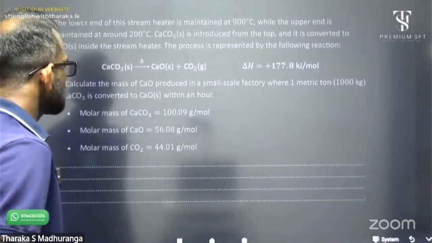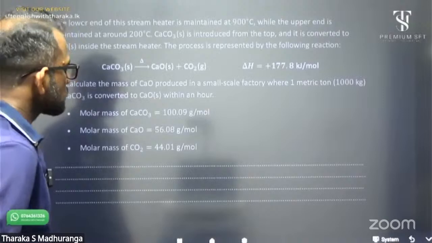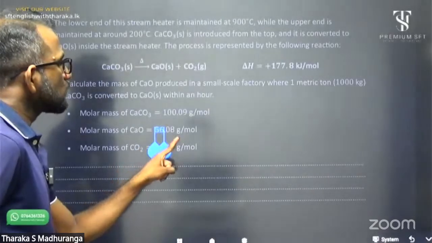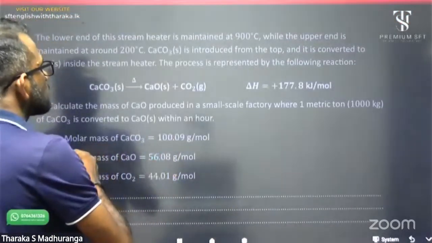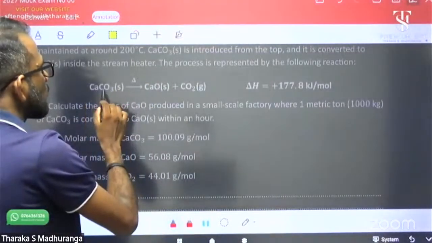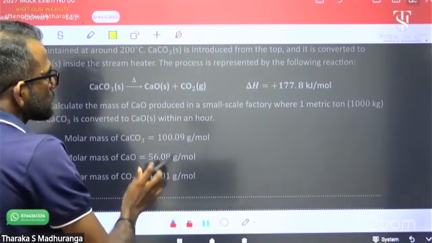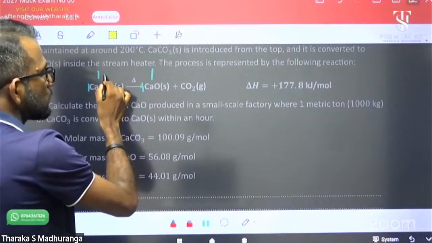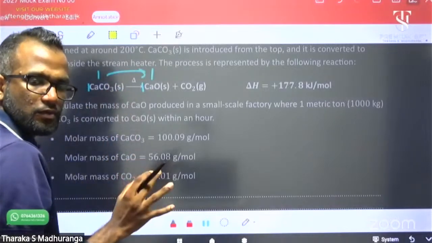Okay, molar mass is given. Calcium carbonate 100.09 grams per mole. Molar mass of calcium oxide 56.08. Now you have to check whether this equation is balanced or not. Calcium 1, carbon 1, oxygen 3. The equation is already balanced. Therefore the stoichiometric ratio is 1 to 1. 1 mole of calcium carbonate produces 1 mole of calcium oxide.